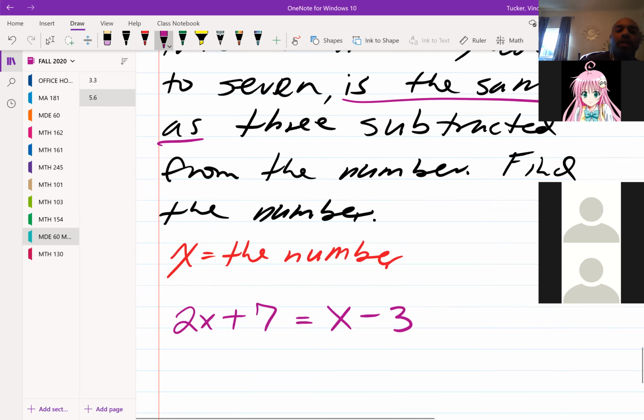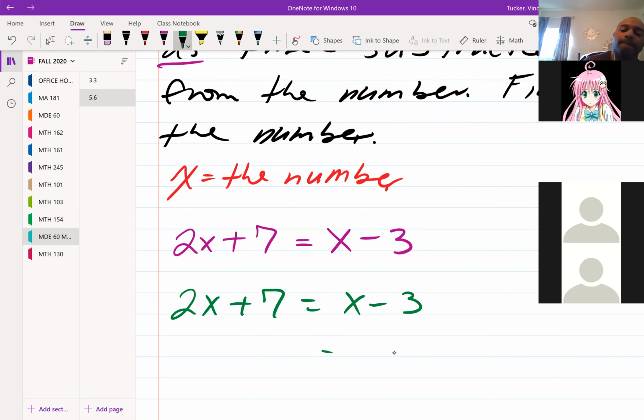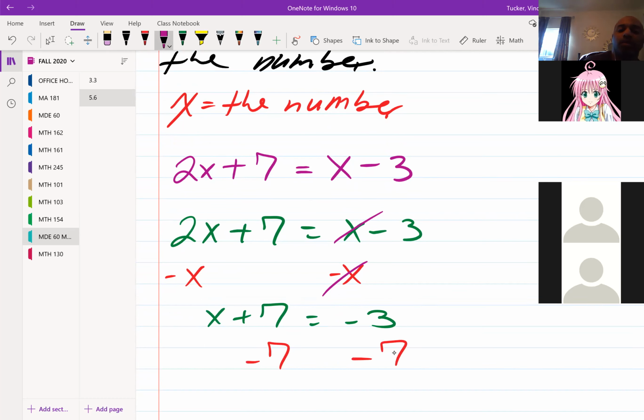All right. So now we'll just go ahead and solve this equation the way we normally would. Subtract the x from both sides. And subtracting 7. X is equal to negative 10.